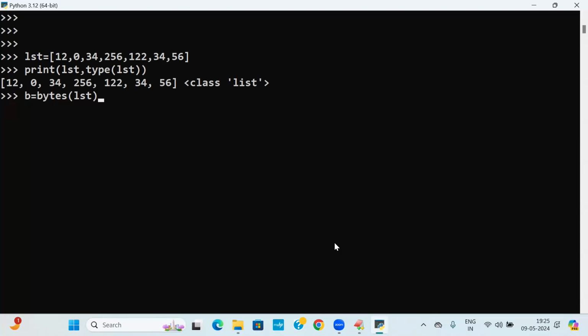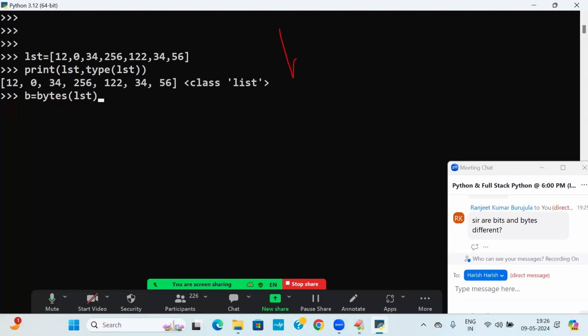Ranjit Kumar, bits and bytes are different, my dear student. Bits and bytes are memory space measurement units, and Python bytes is different. Ranjit Kumar's question is irrelevant, but I want to make it clear. Bit is called what? 0 or 1. Byte means what? 8 bits. 8 bits is equal to 1 byte.